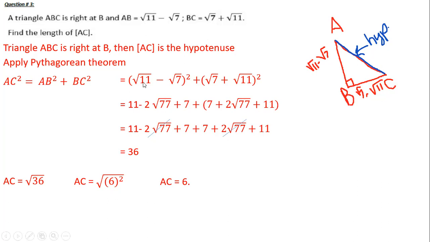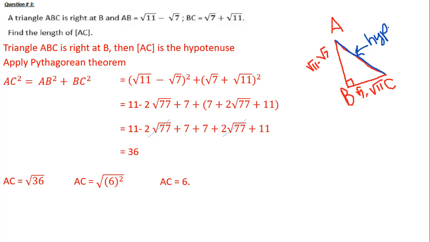I repeat, the calculation is very easy. This is the second remarkable identity we calculate. This is the third remarkable identity and we calculate. As simple as this. Got it, guys?